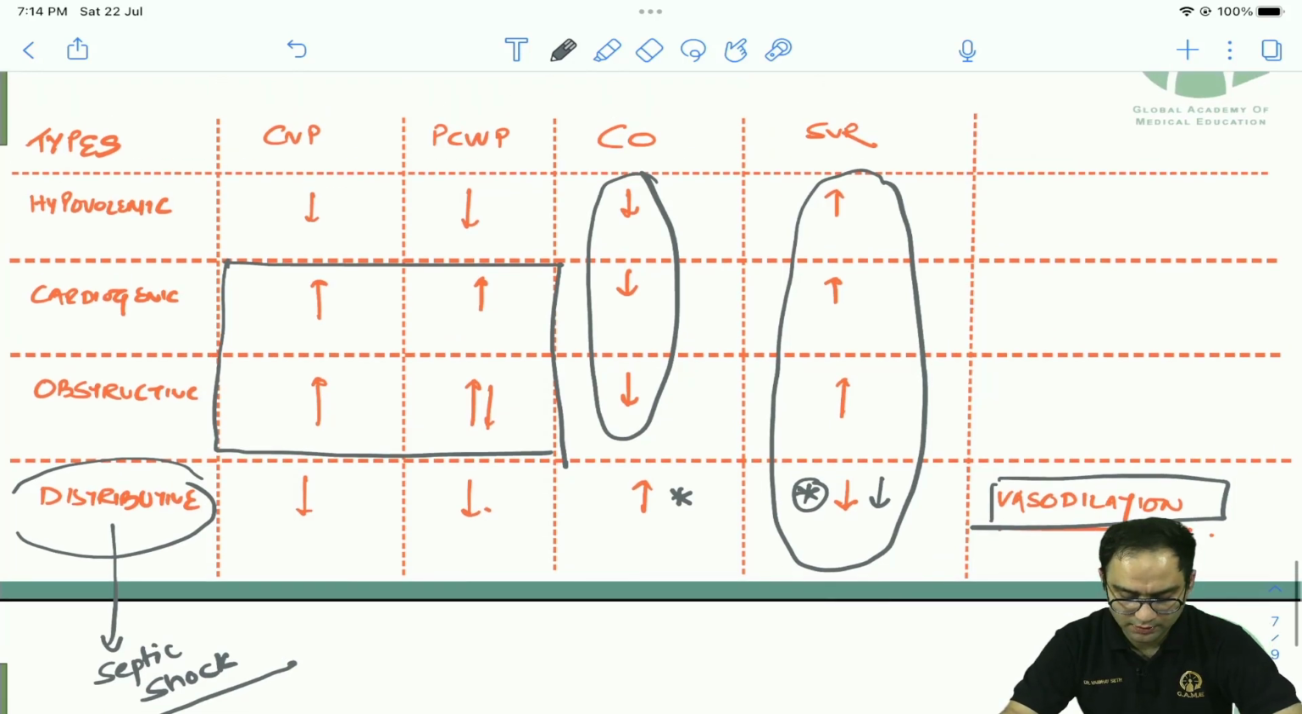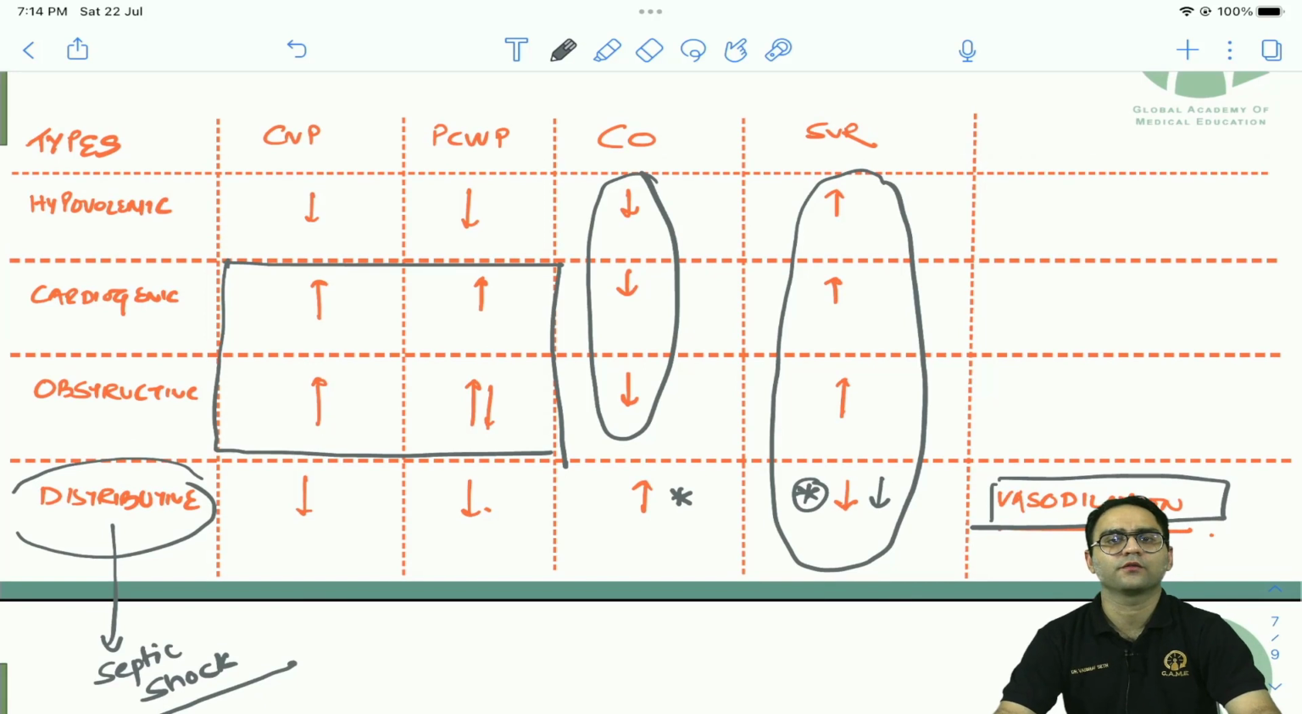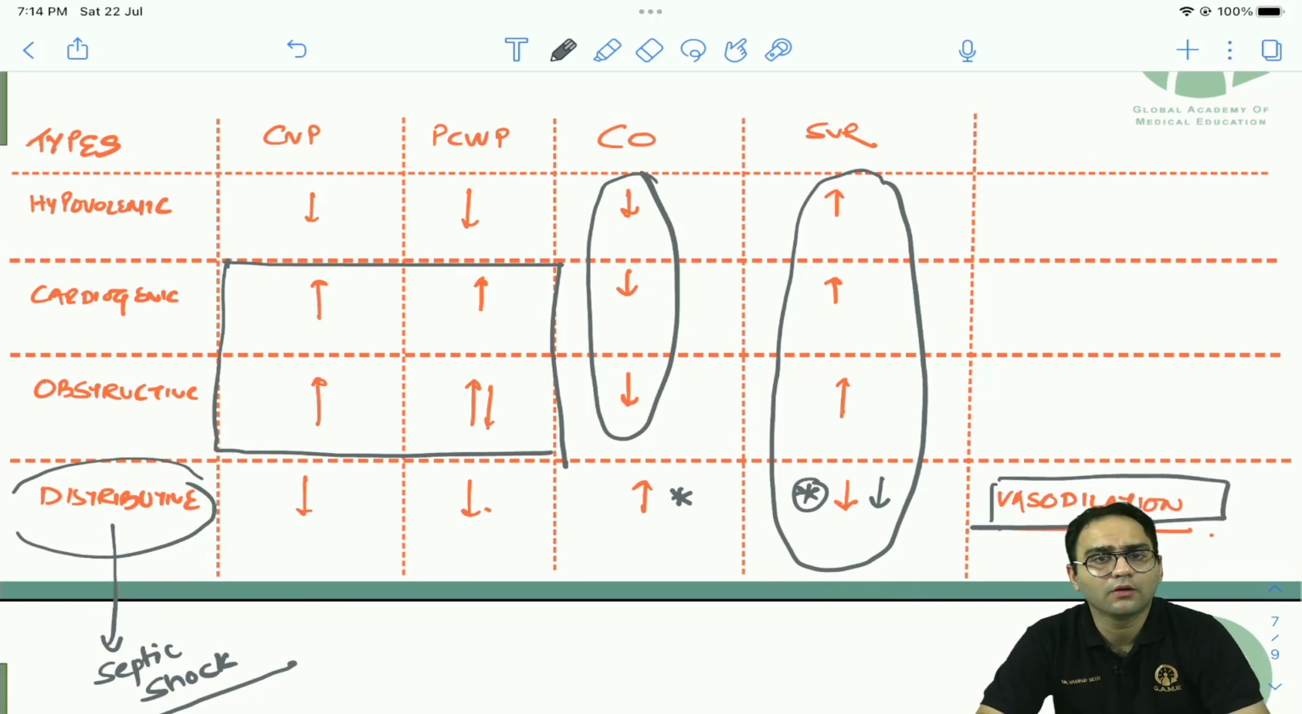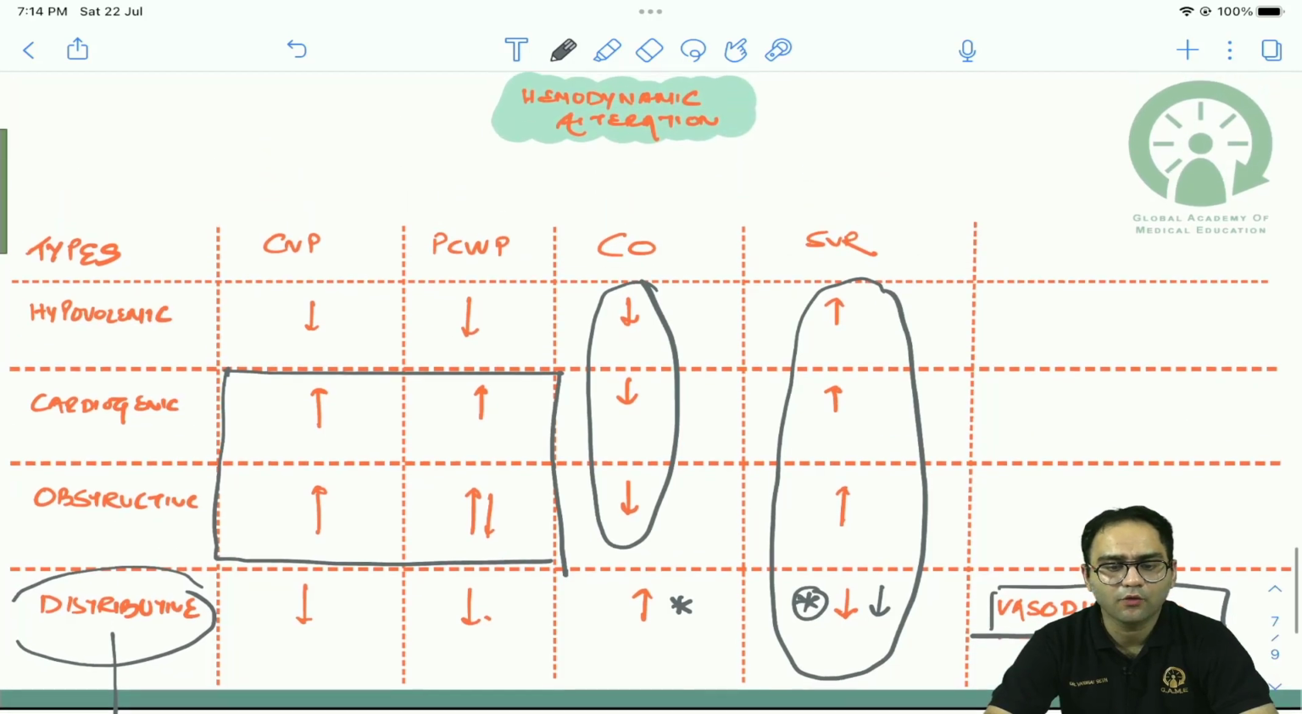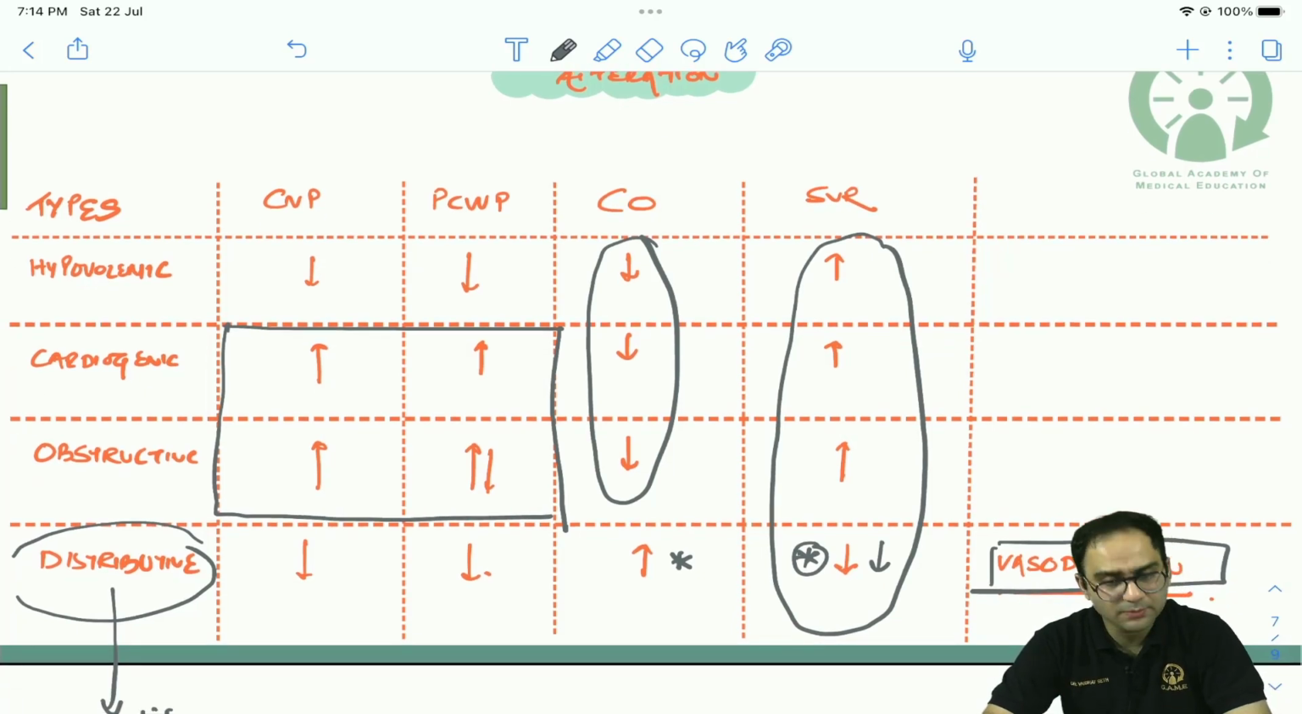This is a very important slide from your exam point of view, the hematological alterations, the blood parameters, the hemodynamic alterations that you're going to get. So these are very important concepts for your exam, and if you have to read anything from the shock for your exam, it has to be this particular slide.